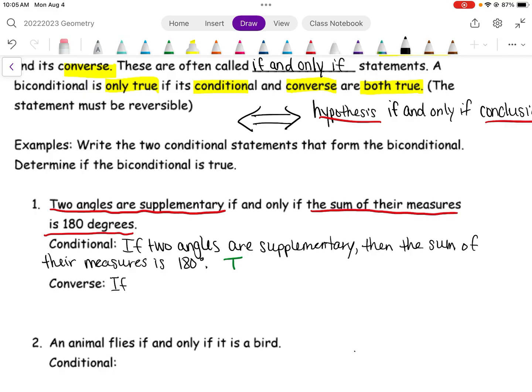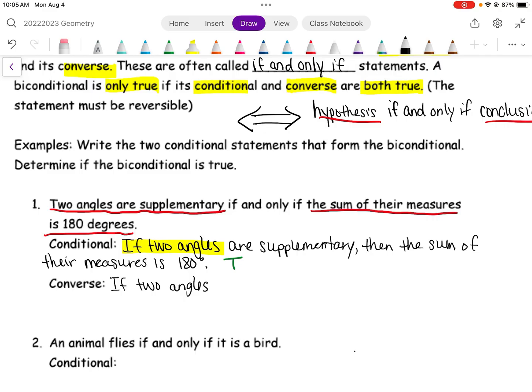Sometimes you can keep the noun or the subject up at the front. So this whole thing is about two angles, right? So you can keep the "if two angles" part, and then you can just switch around the "supplementary" and "adds to 180" part as your conclusion and your hypothesis, okay? So I'm going to leave the "if two angles." That way my sentence makes more sense. You always want to keep the subject at the beginning.